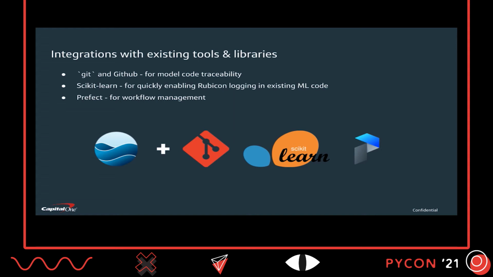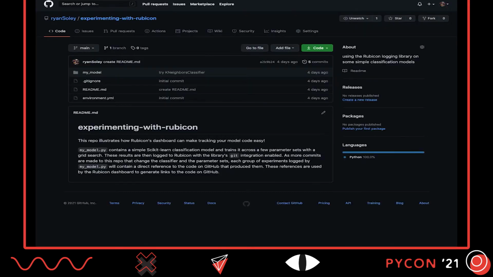First, we're going to check out how Rubicon works with Git and GitHub to provide model code traceability. Then we'll take a look at Rubicon's scikit-learn integration to show just how quickly you can add Rubicon logging to your existing code. And finally, we'll check out the Prefect tasks the Rubicon library provides to add logging into your workflows. Let's hop over to GitHub to take a look at our first example.